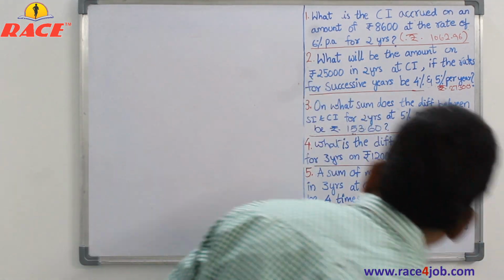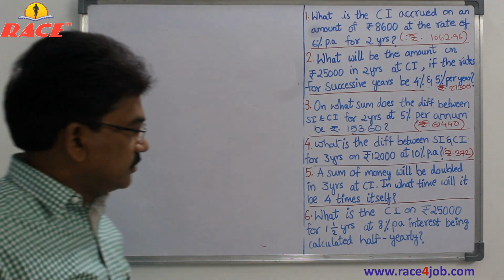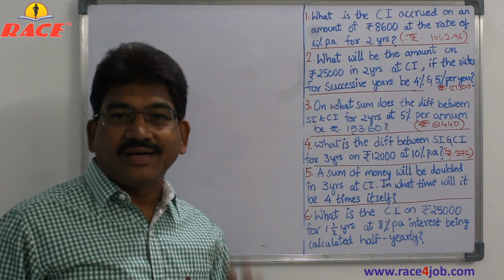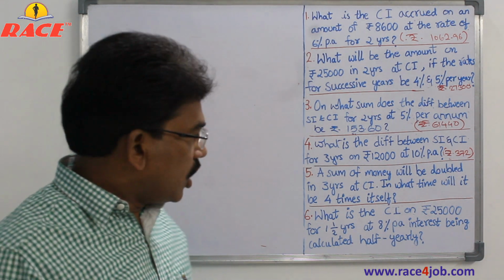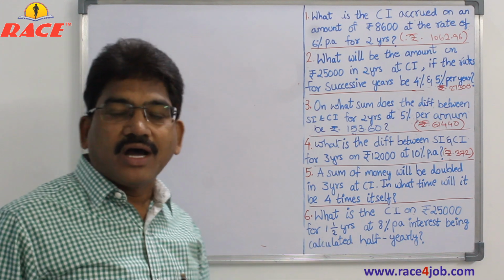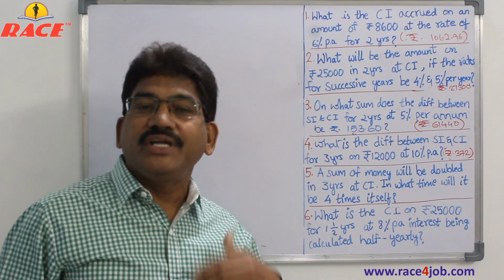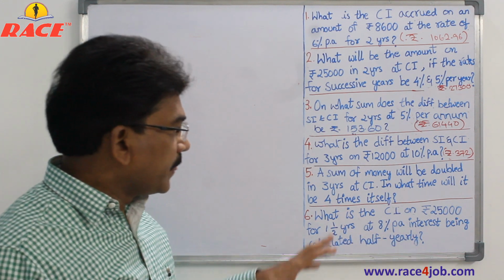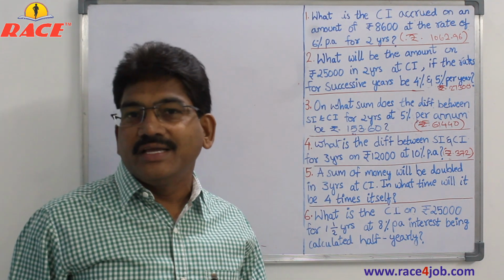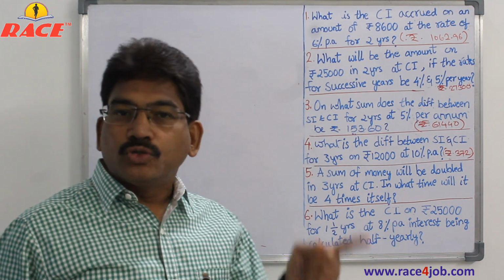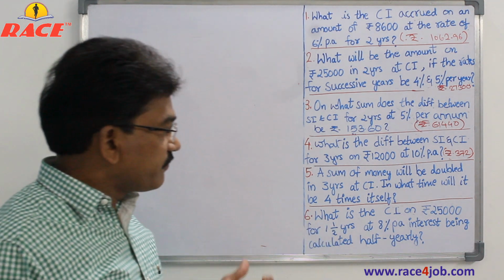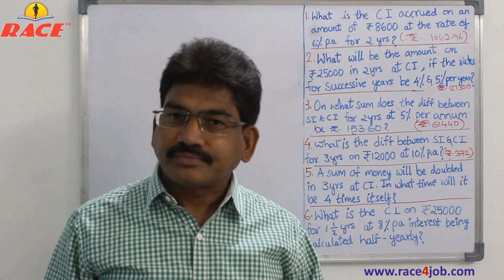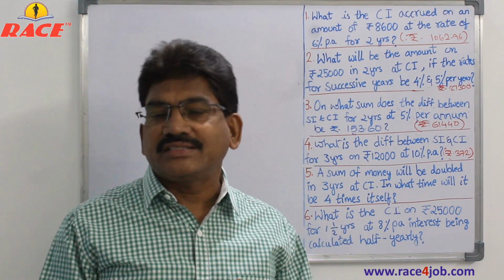See the next question. What is the compound interest on 25,000 for 1.5 years at 8% per annum, interest being calculated half yearly? Here we are calculating interest half yearly. How much time is actually asked? 1.5 years, which is nothing but 3 times we have to calculate, since half yearly we are calculating. And the rate of interest is given as 8% per annum. If it is per year, 8%, but we are calculating half yearly, so 4% only. So 1.5 years at 8% is nothing but 3 years at 4%. One and the same.